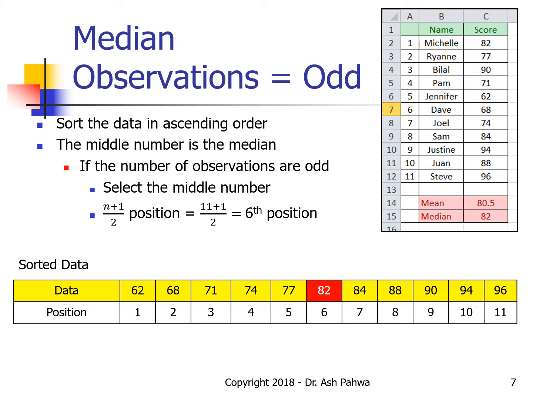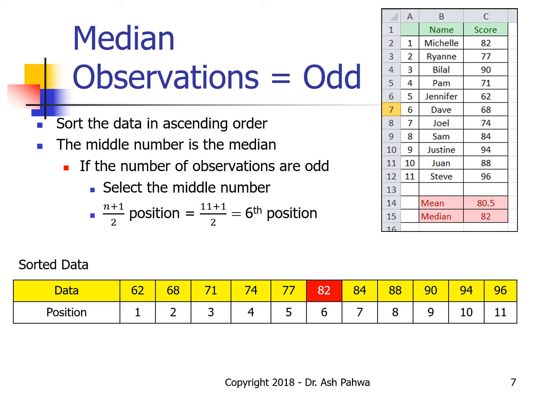So let us revisit the data that we used before. As you recall, we have 11 students and the total number of observations is odd. We can take the middle number, which is going to be the number in the 6th position. First we have to sort this data. Now the sorted data would be 62, 68, 71, 74, 77 all the way till 96.